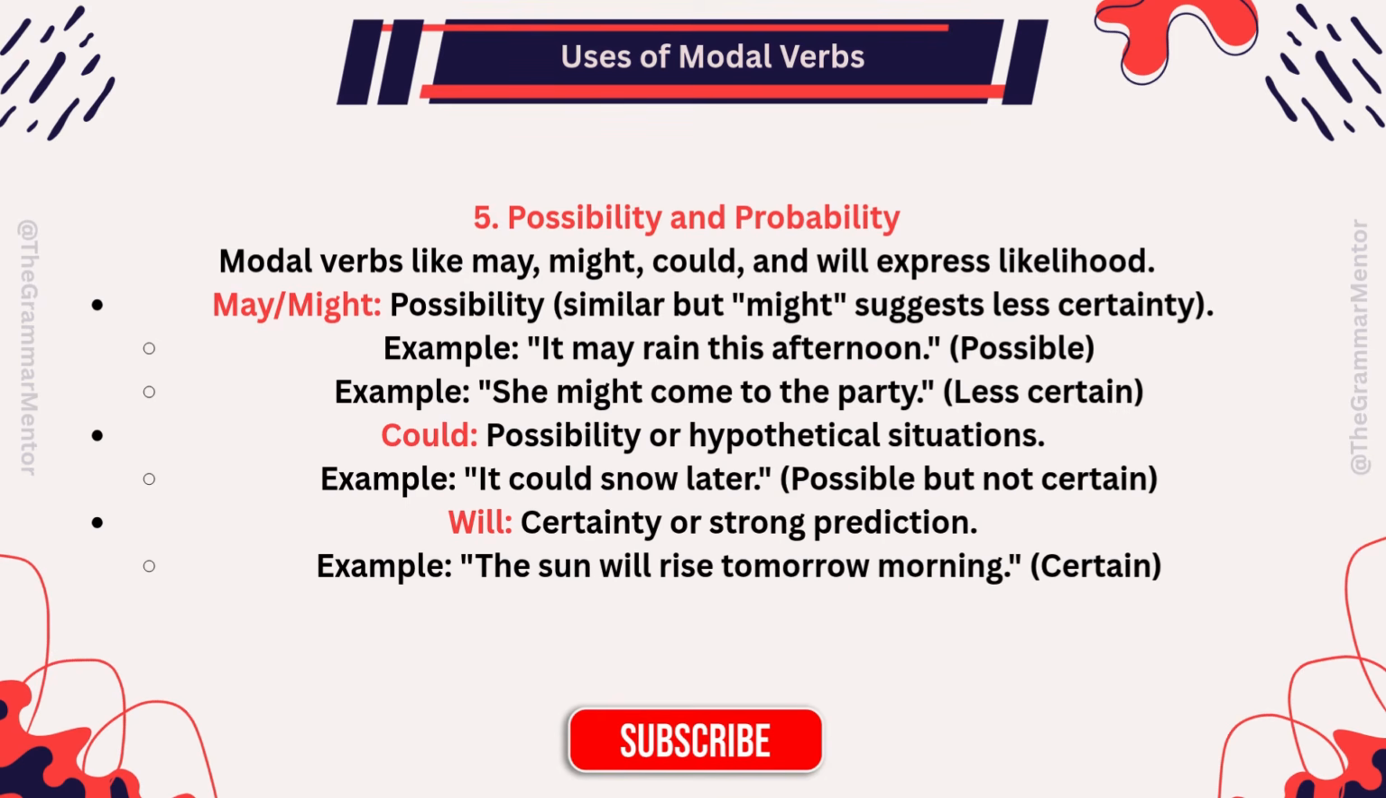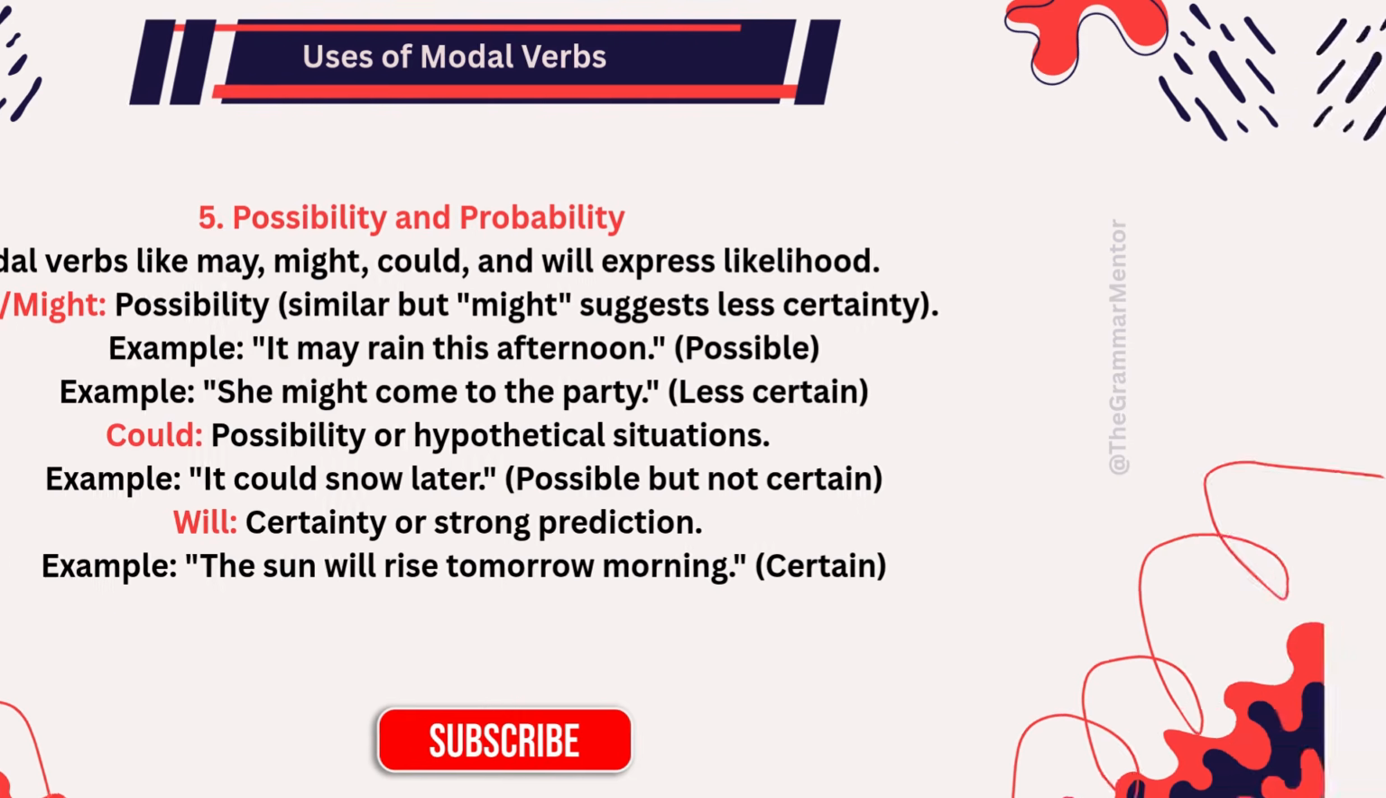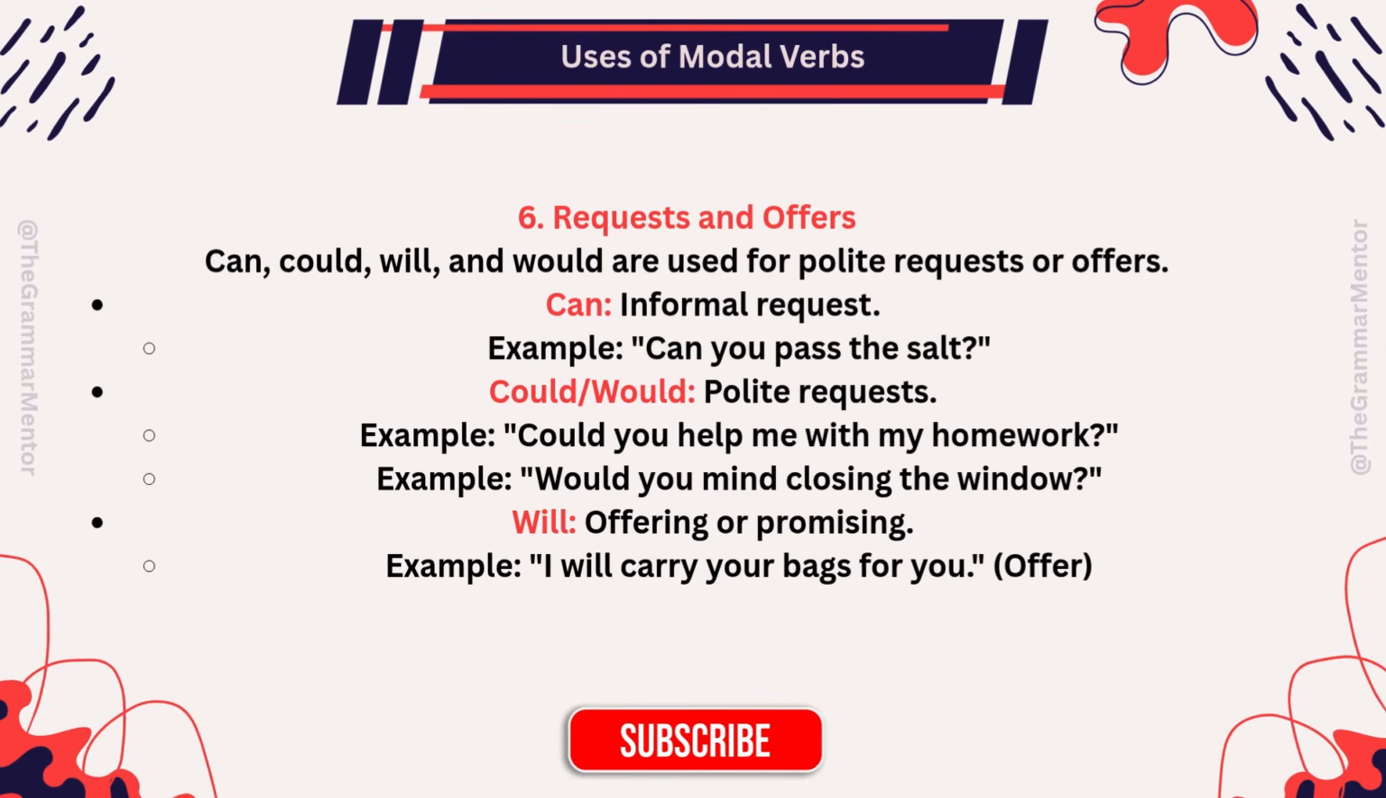Example, it could snow later. Possible but not certain. Will, certainty or strong prediction. Example, the sun will rise tomorrow morning. Certain. 6. Requests and offers.